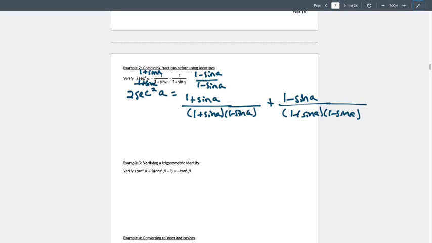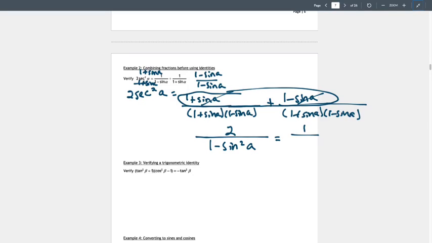Okay, now that we have a common denominator, we can combine our numerators. So I'm going to combine all of this by combining like terms, and I get 2 because the signs will cancel. All over, now remember on the bottom, when you multiply that out, that gives me 1 minus sine squared alpha. That's a difference of squares. So that's the same thing as 1 over cosine squared alpha.